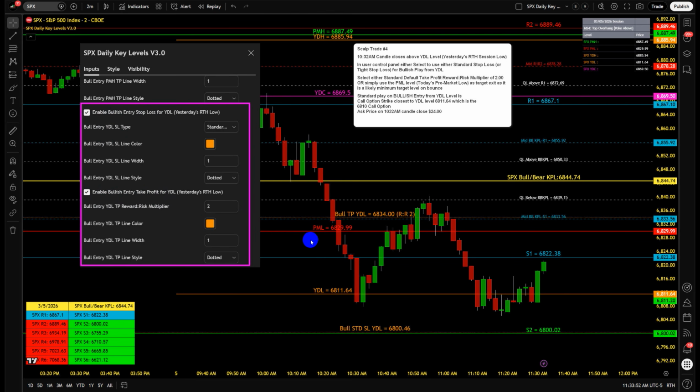Of course, as we mentioned, if you're just going to use PMLs to take profit, then you don't have to enable this unless you just want to get a general idea of where perhaps the default one lies, or if you'd like to see the reward risk multiplier of keep ratcheting it up in 0.25 increments until you get to where you believe a further target would be if you're not doing a scalp, as an example.